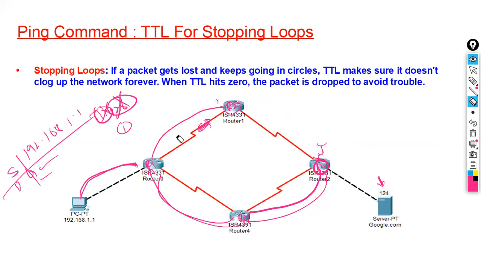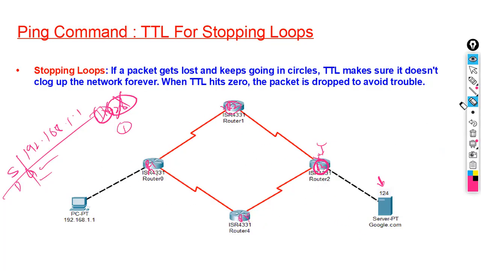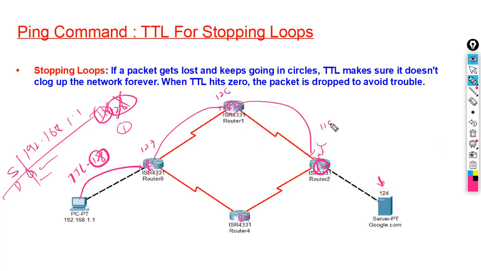This TTL value helps us to terminate the loop. Let us say we are having the TTL concept now. Then this PC will add the value 128. The TTL value gets decremented and it is 127. Then R1 will send the packet to R2, 126. R2 is sending the packet to R3. The TTL value is 125.